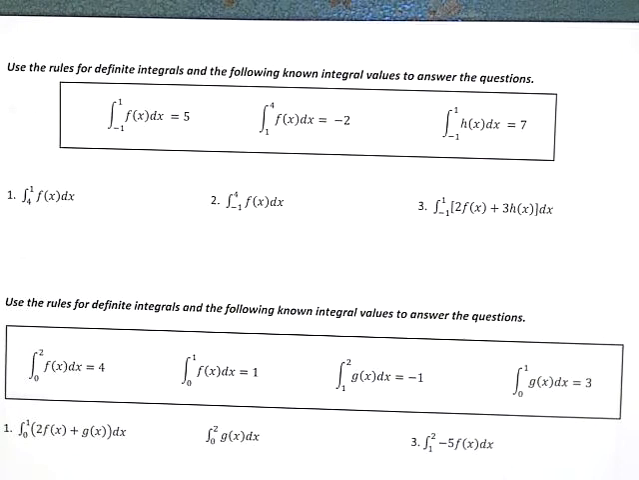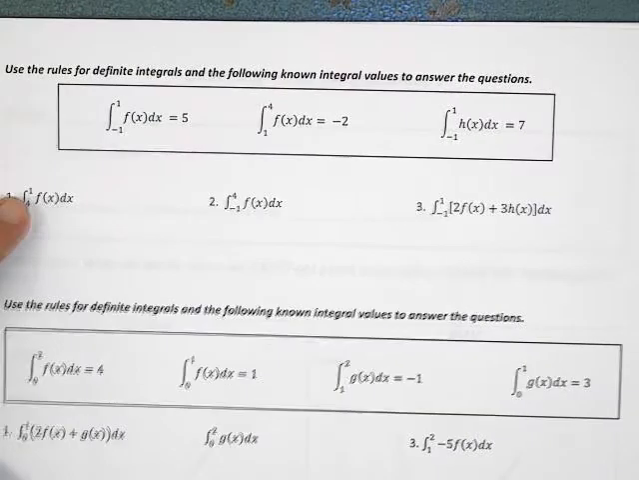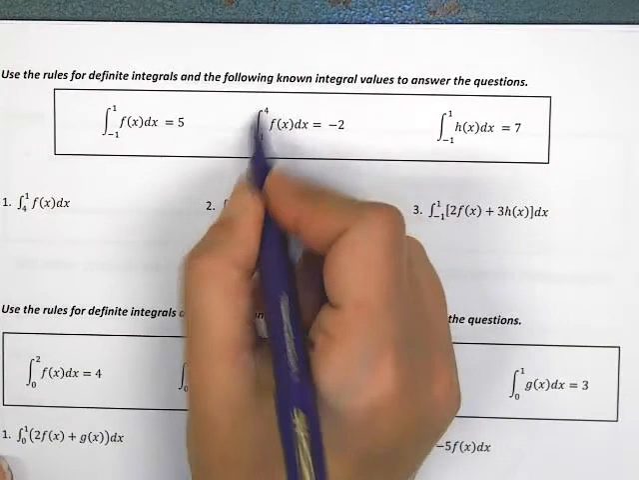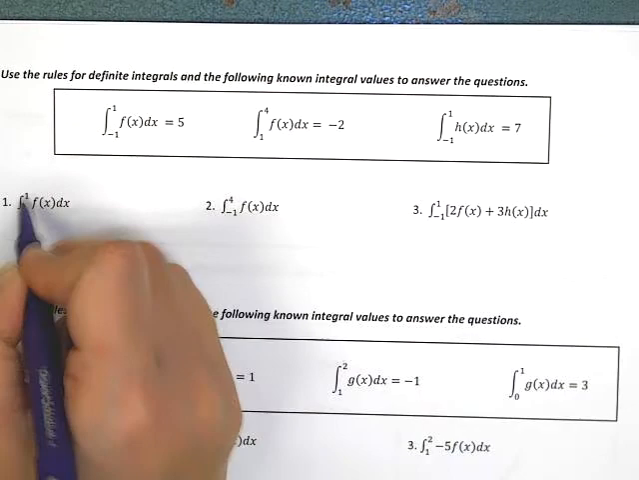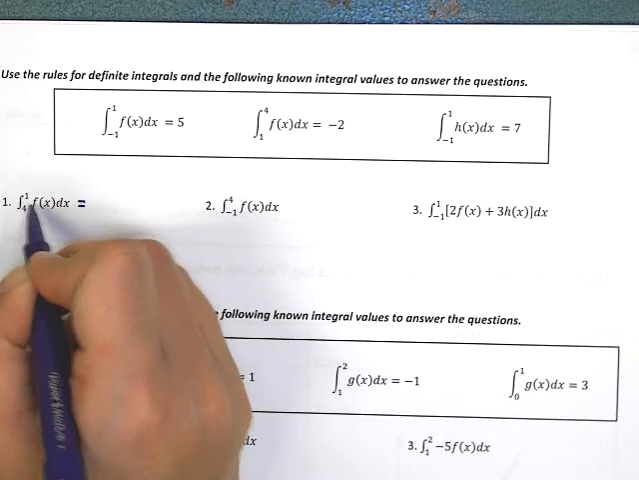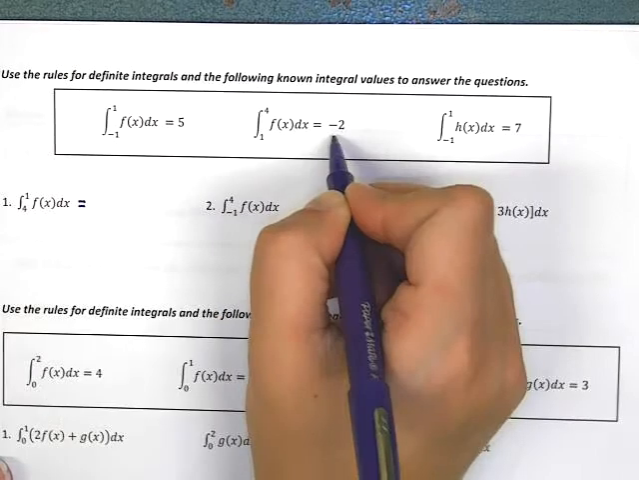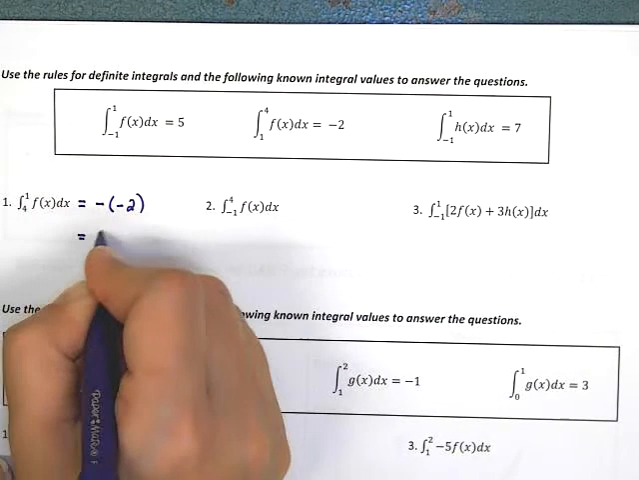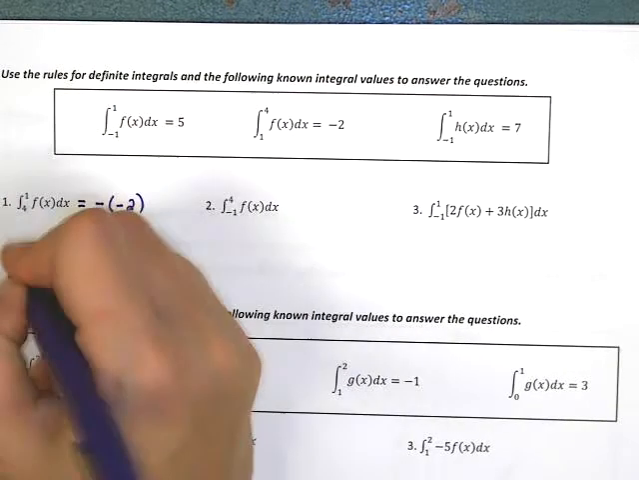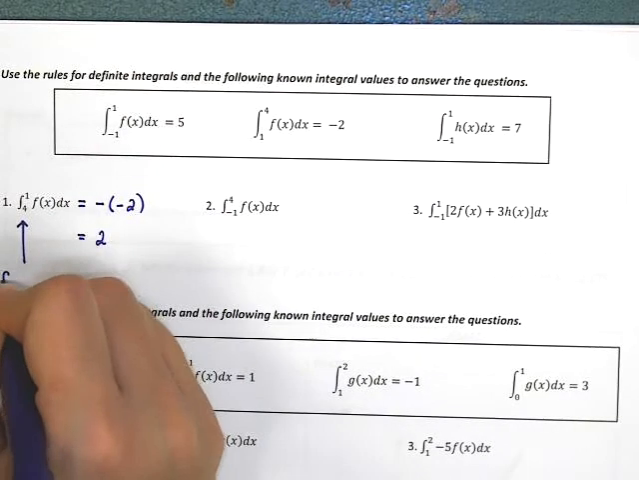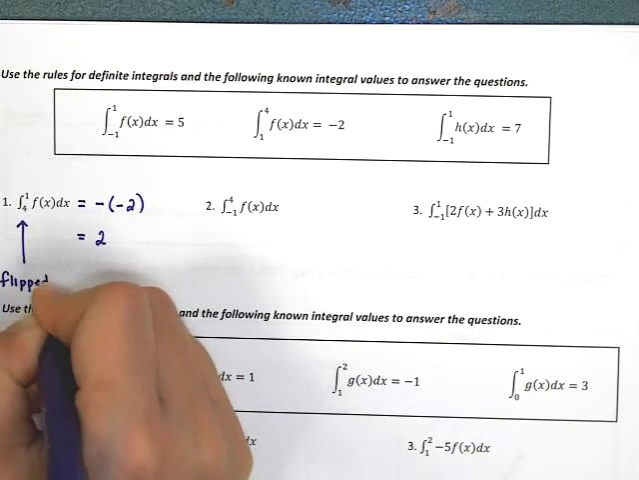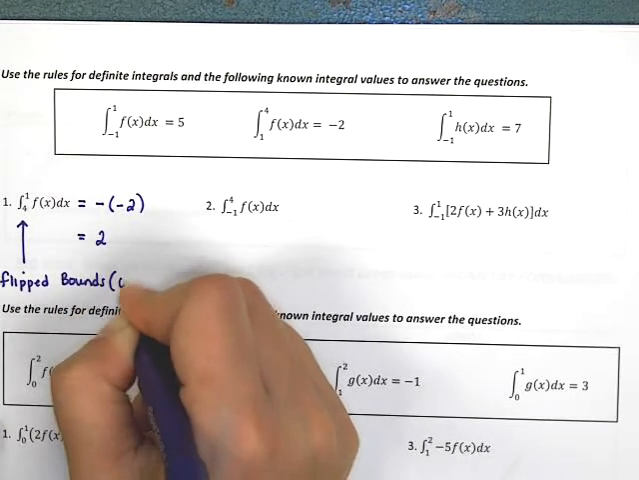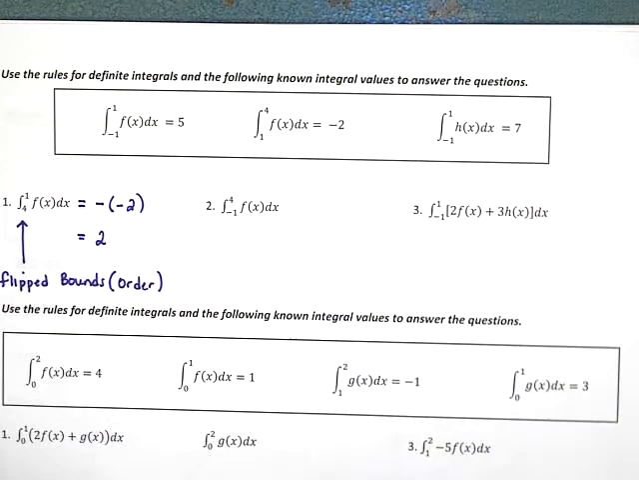Well, if I want to know the integral from 4 to 1, what I realize here is that this is just the bounds of this second integral, but flipped around, which means the area will just be the opposite of this integral. So I would have -(-2), which is +2, because the bounds are flipped. And that was the order of integration property.